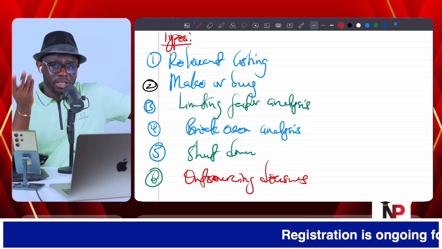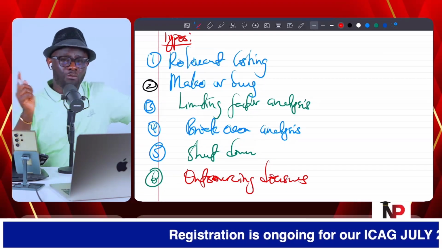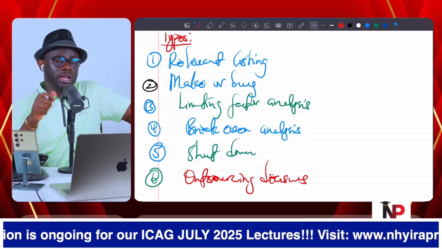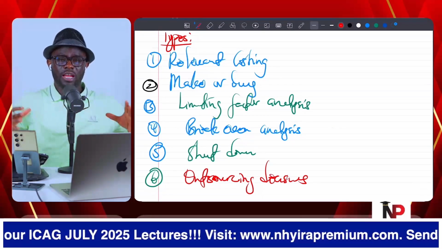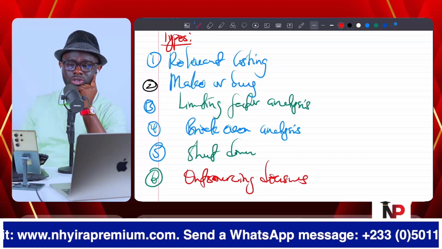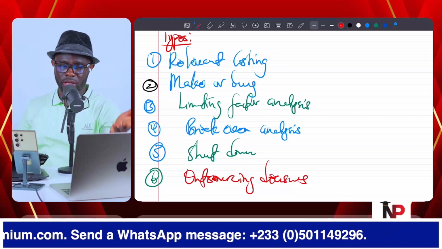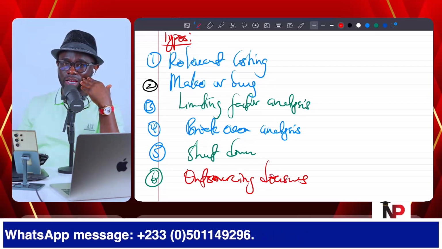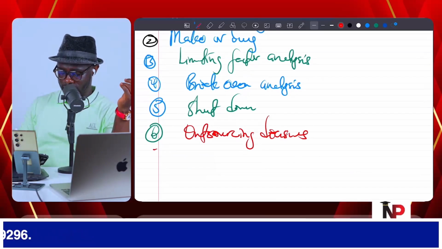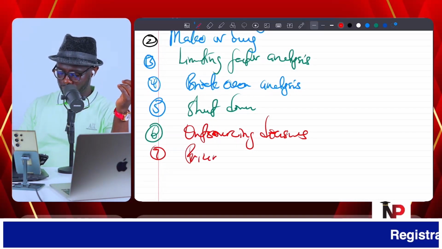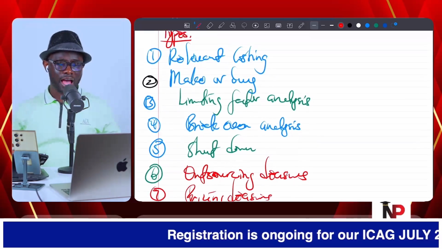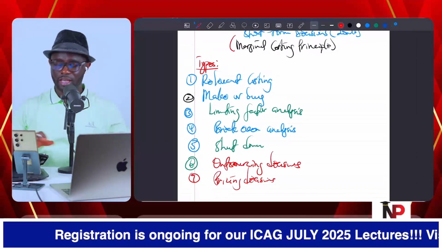One of them will be in the exam hall, or you have one of them as a calculation, then there is an extra one that the examiner could bring as a theory aspect to get that 20 marks question coming up for us under the short-term decision. So relevant costing, make or buy, break even analysis, limiting factor analysis, shutdown decision, pricing decisions. Okay, pricing decisions. These are some of the things we must understand here for 20 marks.